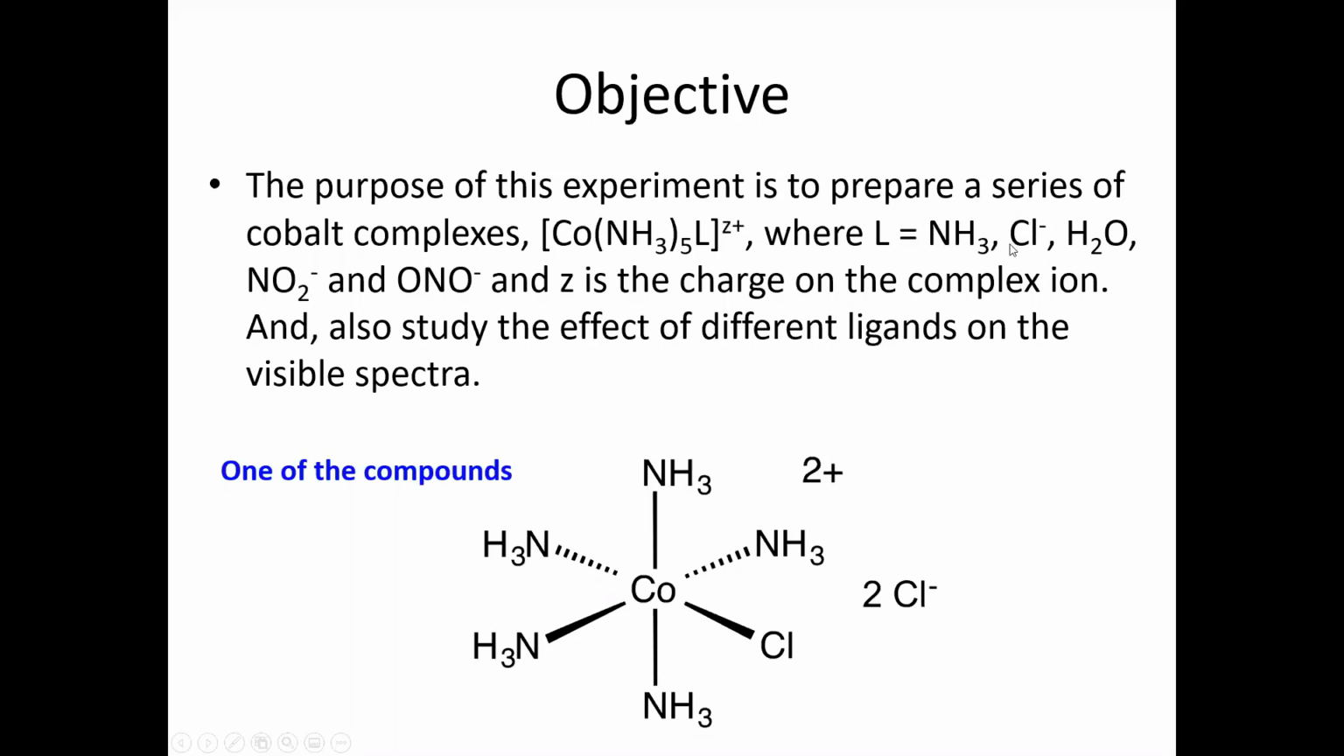And if the L equals Cl minus, because there's a 1 minus charge there, then the Z here will be cobalt 3, that's 3 minus 1 equals 2. So the complex ion will be 2 plus when the L equals Cl minus. And this is one example of when the L equals Cl. So that's one of the complex compounds.